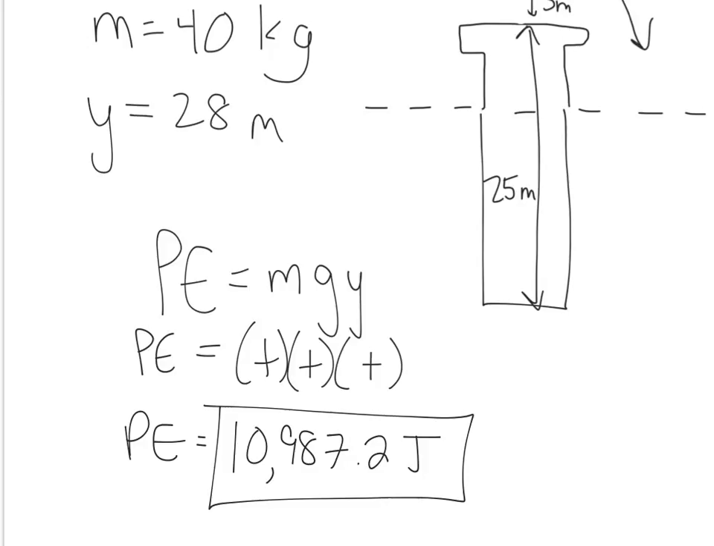Okay? All right, you could have done this in two parts. You could have done 25 meters up, found the energy, then another 3 meters up, found that energy, and then added those two energies together. But you would get the same answer as you do here by just using 28 instead of 25 separately, and then 3 separately. All right?